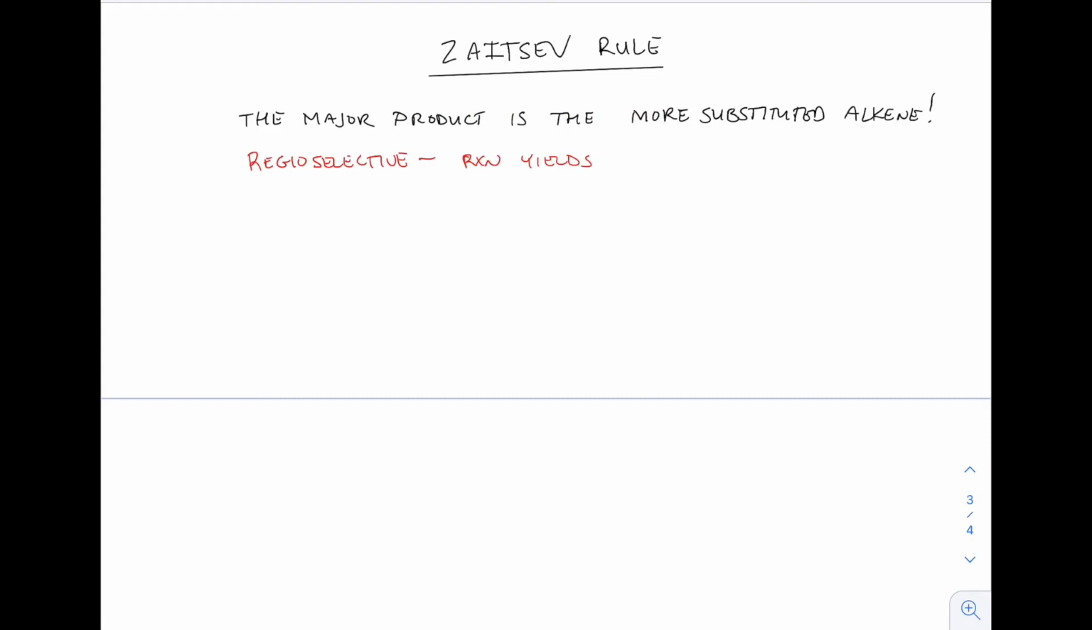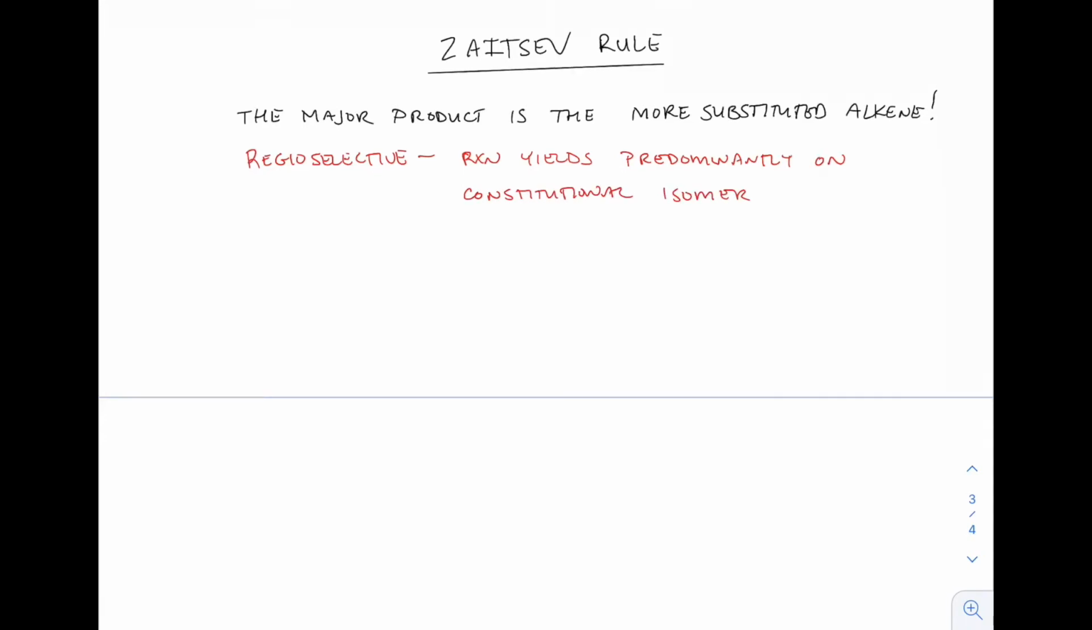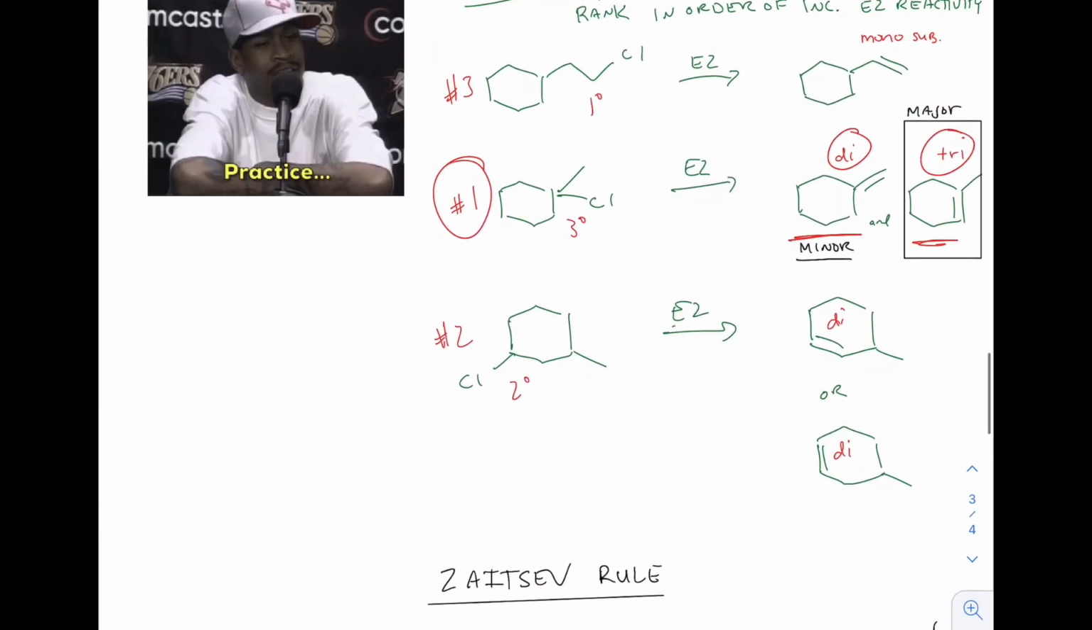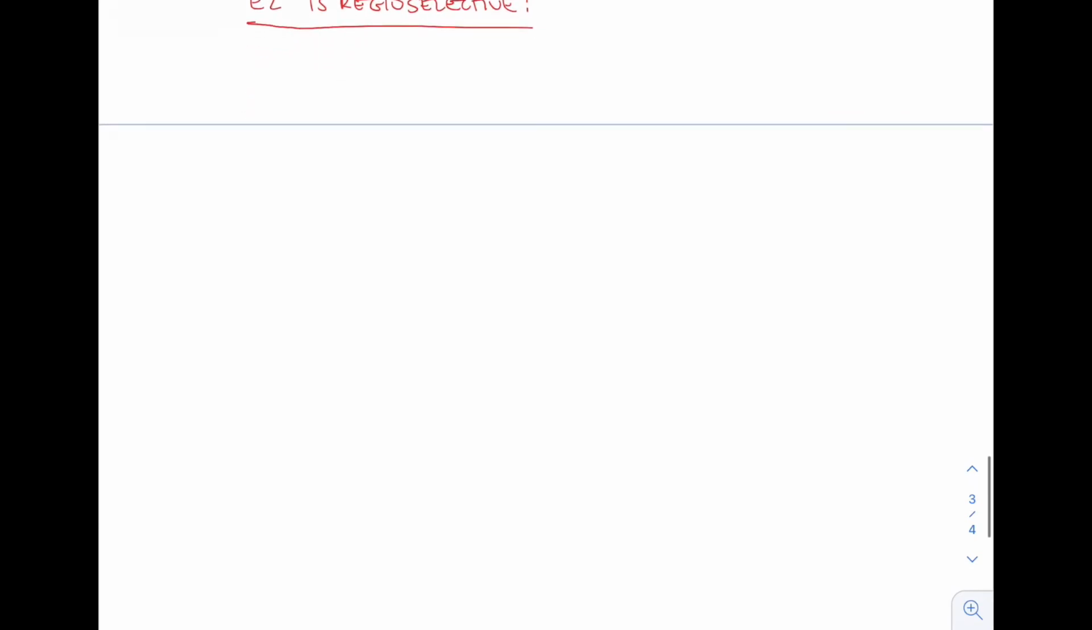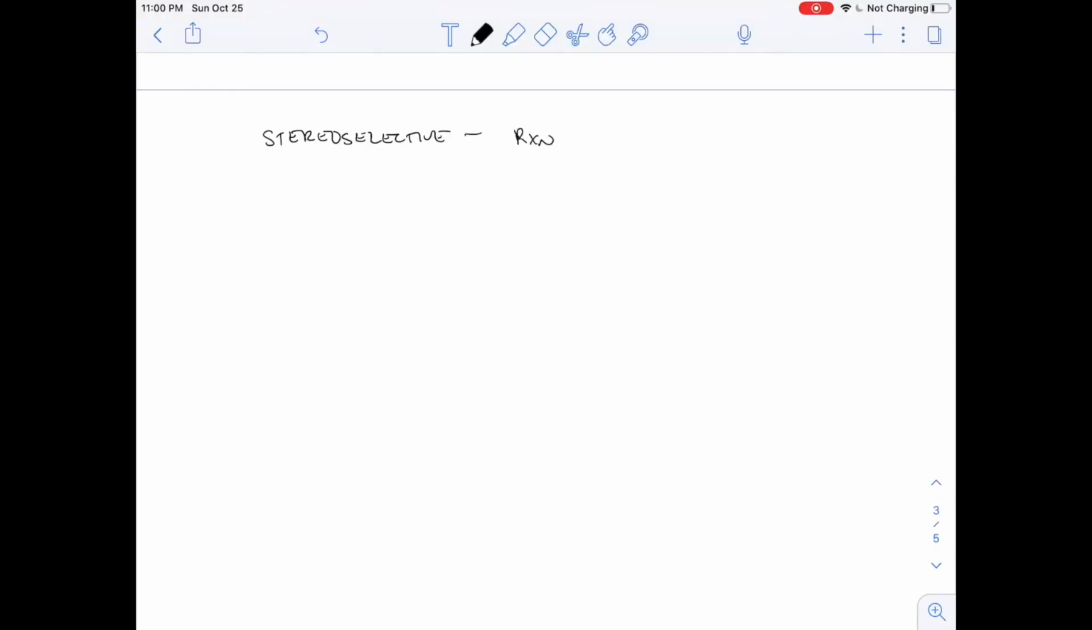All right, so that leads us to the concept of regioselectivity. Regioselectivity is when a reaction yields predominantly one constitutional isomer. And this is obviously when there's actually more than one possibility, otherwise it's not considered selective. So yes, this one right here would be a regioselective example, and that's because E2 in general is regioselective. If we have the possibility of forming two different alkenes, then you're going to favor the more substituted one, and that's the definition of regioselectivity.